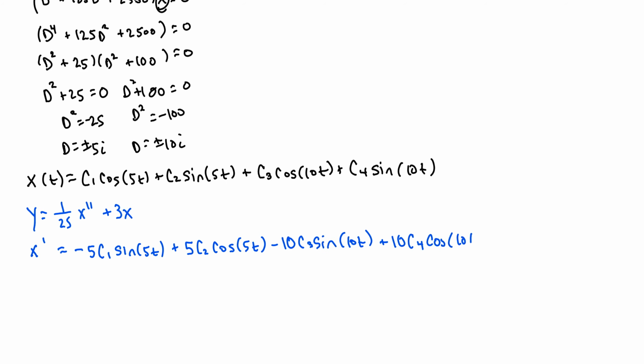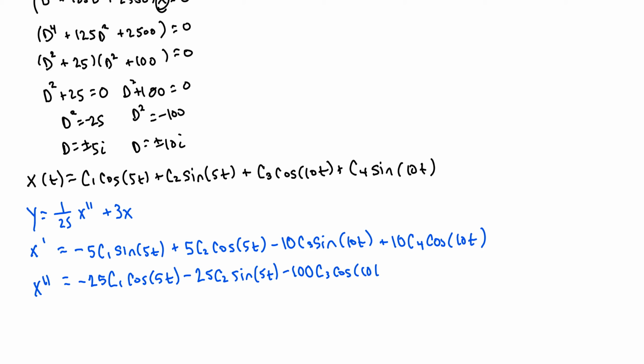Okay, we need a second derivative. We have negative 25 c sub 1 cosine of 5t minus 25 c sub 2 sine of 5t minus 100 c sub 3 cosine of 10t minus 100 c sub 4 sine of 10t.